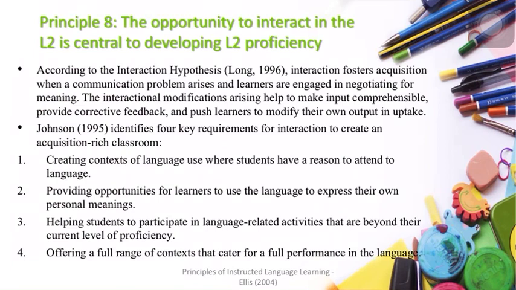Johnson identifies 4 key requirements for interaction to create an acquisition-rich classroom. First, creating context of language use where students have a reason to attend to language. Second, providing opportunities for learners to use the language to express their own personal meanings. Third, helping students to participate in language-related activities that are beyond the current level of proficiency. And the last one, offering a full range of contexts that cater for a full performance in the language.